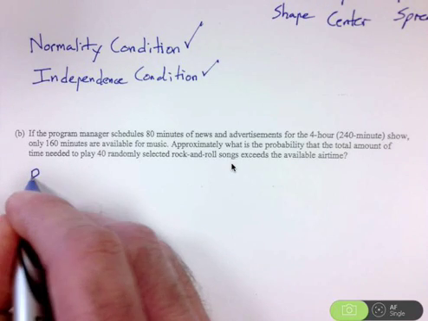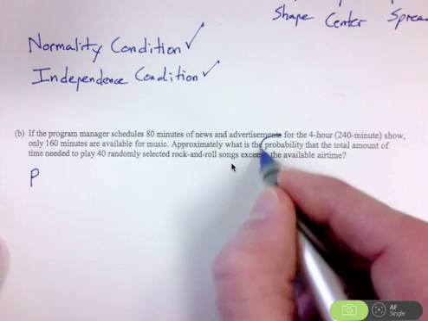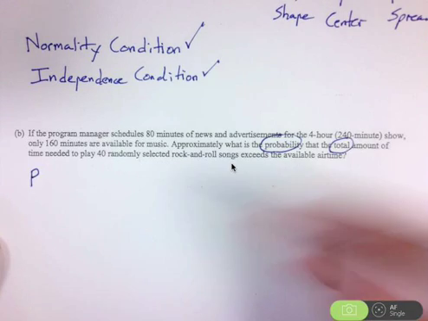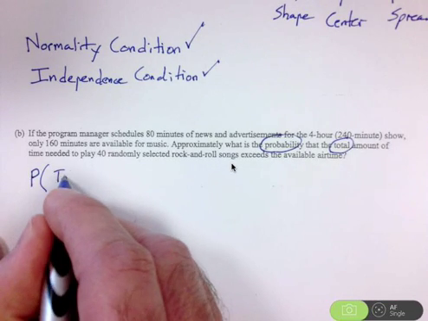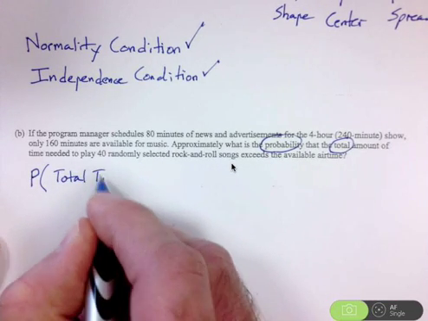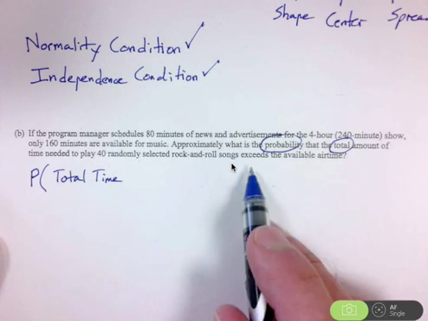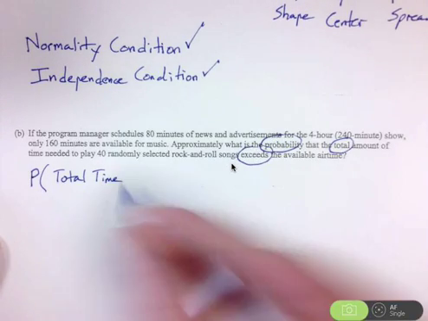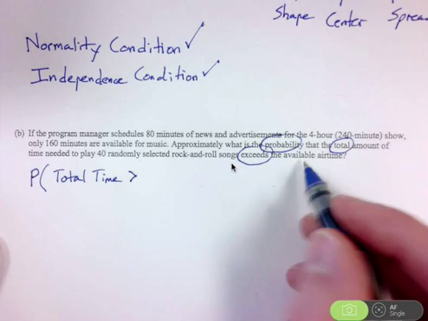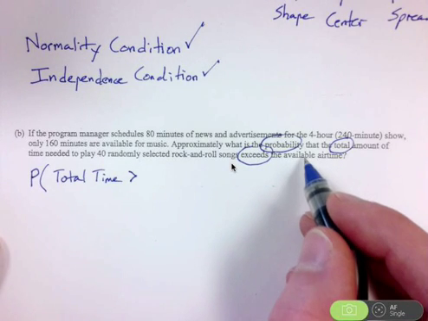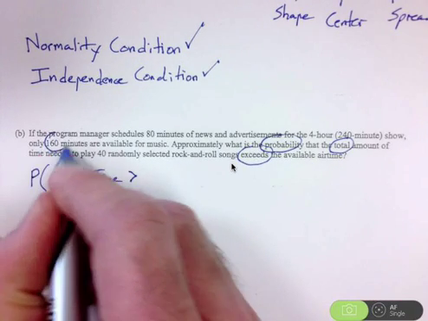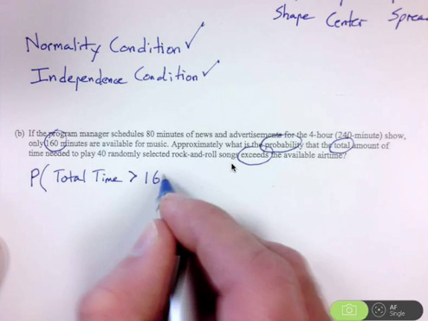So I'm calculating a probability. This probability is about a total. So I'm going to write this as total time. And I'm concerned about that total time exceeding, so that total time being greater than what's available. What's available is right here, only 160 minutes.